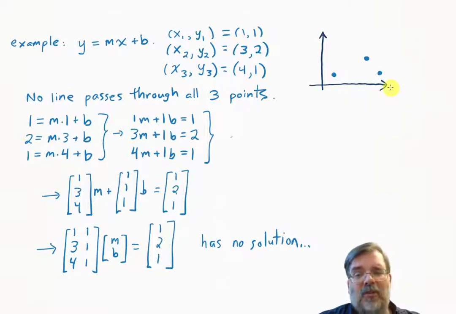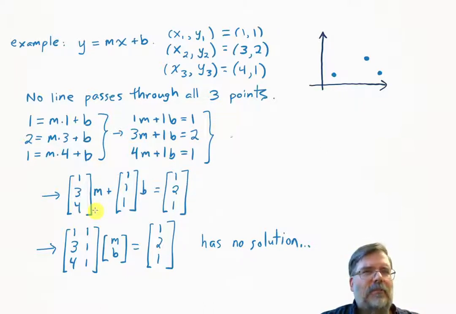In terms of matrix algebra, we could go through the same process as we went through before. Plug these values into the equation y equals mx plus b. In this case, you have 3 data points, so you have 3 equations, one corresponding to each data point. Go ahead and rearrange those equations, and then you could rewrite this in all sorts of ways.